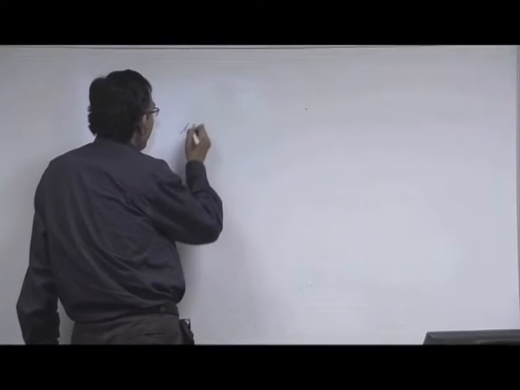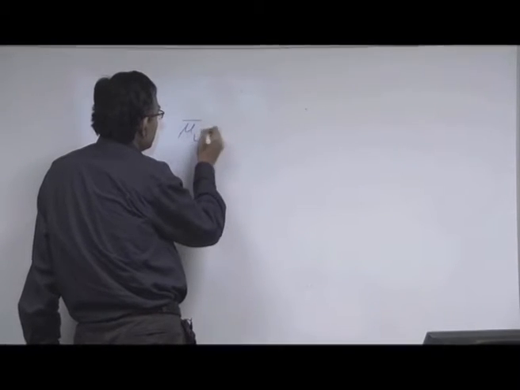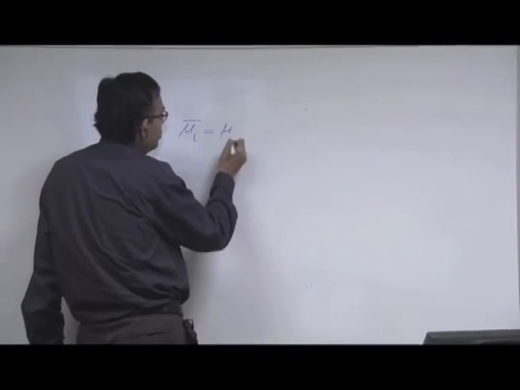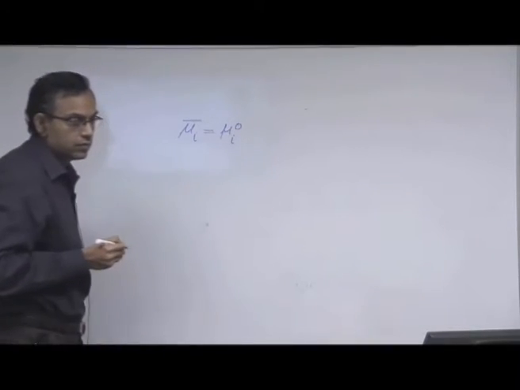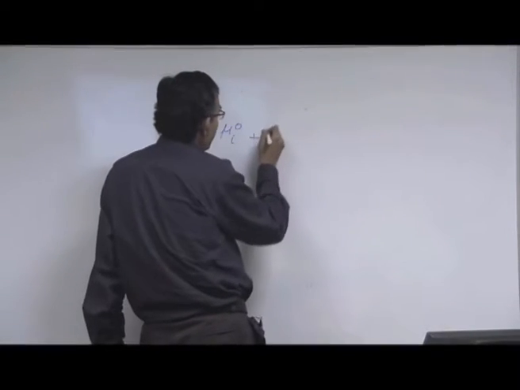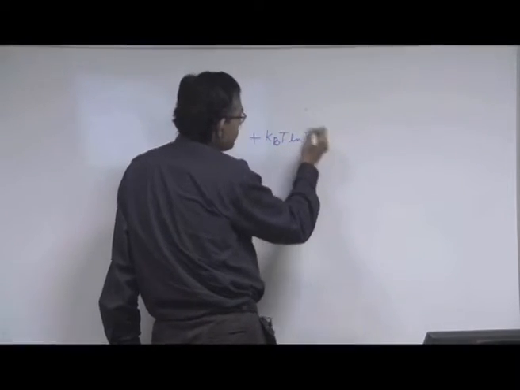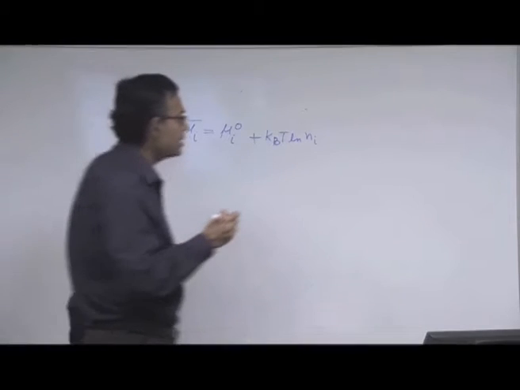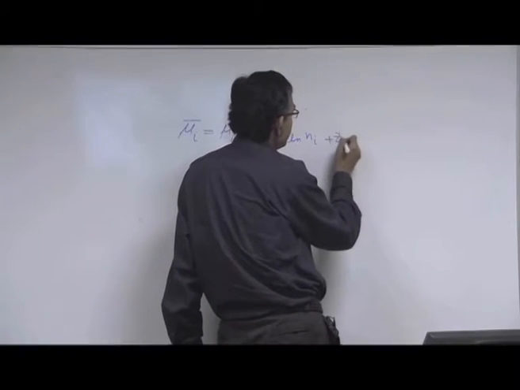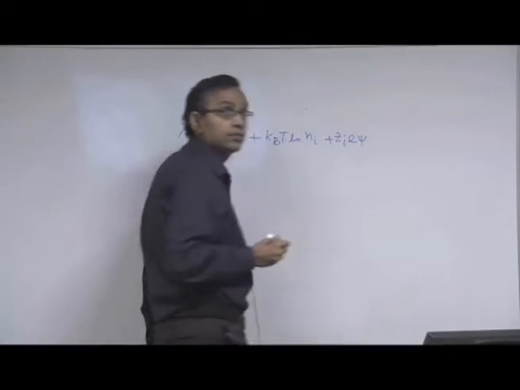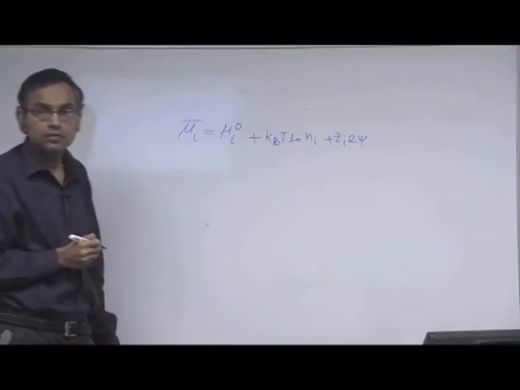So mu i bar is equal to mu i 0 plus kBT ln Ni plus Zi e psi, right.